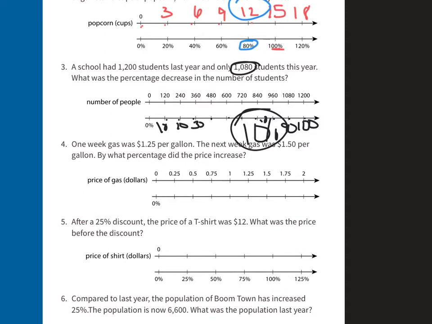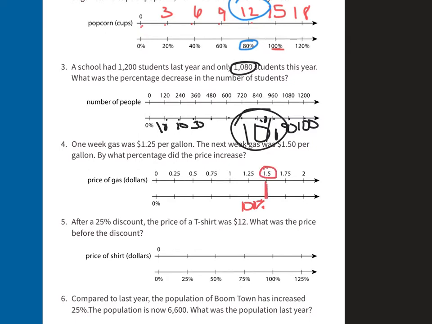So number 4. One week, gas was $1.25 a gallon. The next week, it was $1.50 per gallon. By which percentage did the price increase? So one week, gas was $1.25. So that's 100%. So $1.25 is 100%. Okay? The next week, the gas was $1.50. So we need to figure out the percentage that goes here.